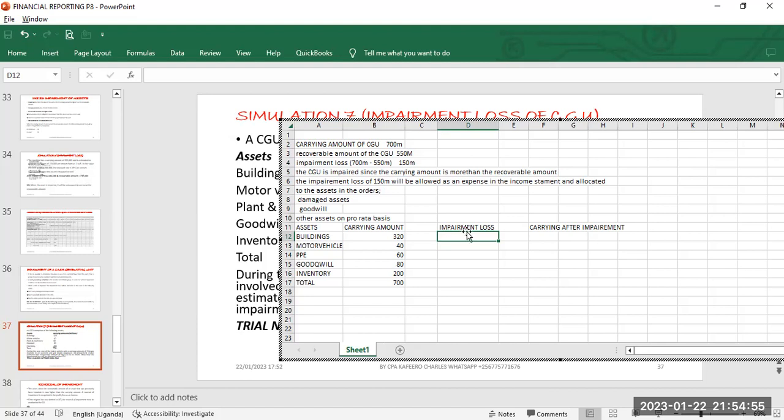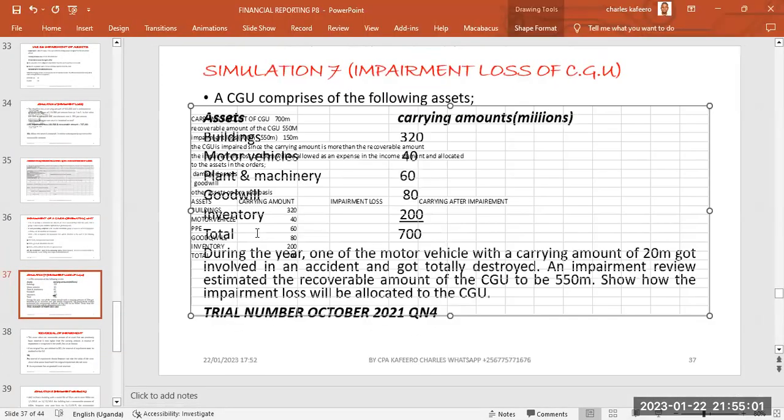The impairment loss is now what we are going to be dealing with. If you look at this question, when you go back to the question, it says during the year, one of the motor vehicles with a carrying amount of 20 million got involved in an accident and got totally destroyed. We said we start with those destroyed assets. Now the asset that was destroyed is worth the carrying amount.